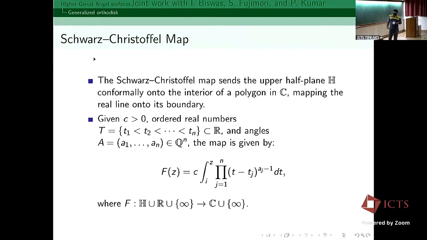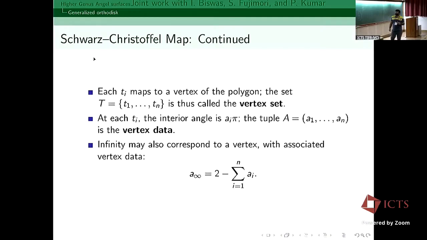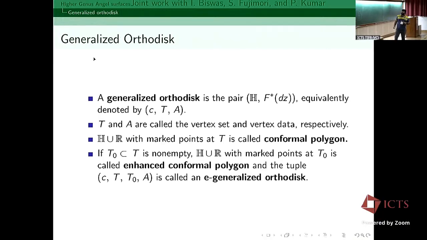This set T is called the vertex set, and A is called the vertex data. At infinity, which can also be one of the vertices, we define the vertex data to be this. Now, a generalized orthodisk is the pair H with the metric defined from the Schwarz-Christoffel map.